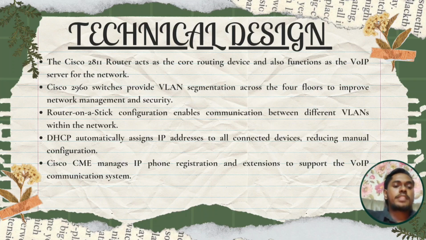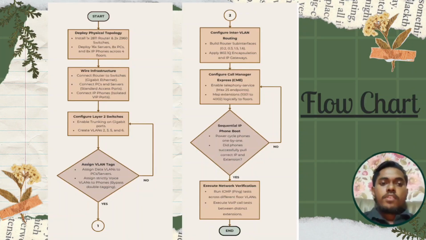DHCP automatically assigns IP addresses to connected devices, while Cisco CME manages IP phone registration and extensions for VoIP communication. And for this slide, I will explain the flowchart. The flowchart shows the step-by-step process of deploying and configuring an IP telephony network using Cisco devices.